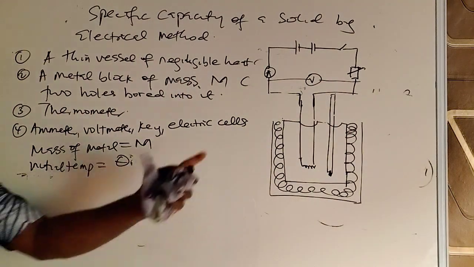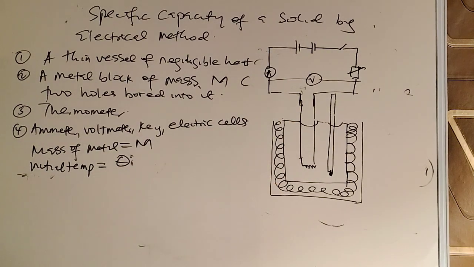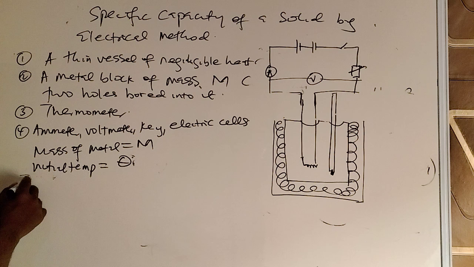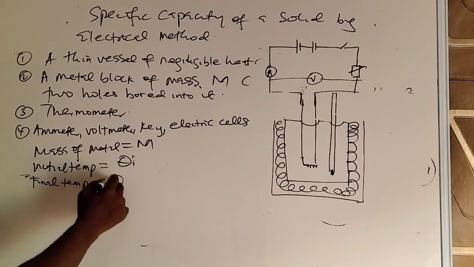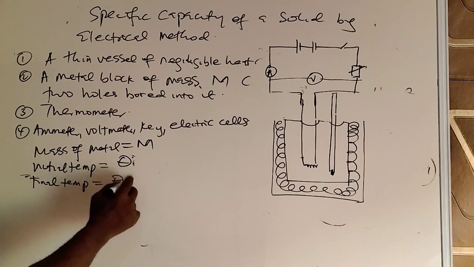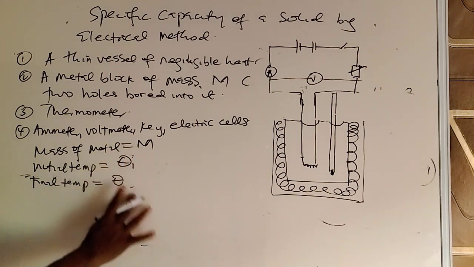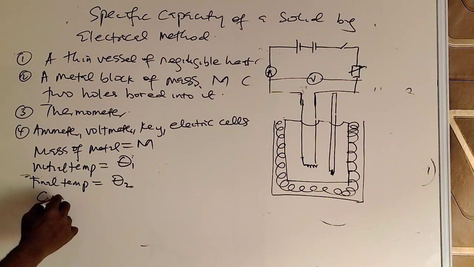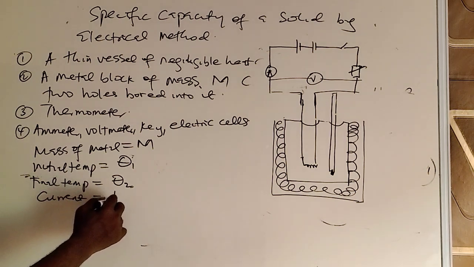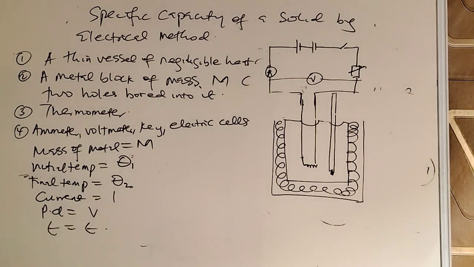So the key is closed and current is passed into the metal block for about 10 to 15 minutes. We now take our final temperature, theta 2, the final state temperature, theta F. Let me call this initial 1 and the final 2. Then the current used in the process, they call it I. Potential difference, they call it V. Then time, they call it T for the experiment.